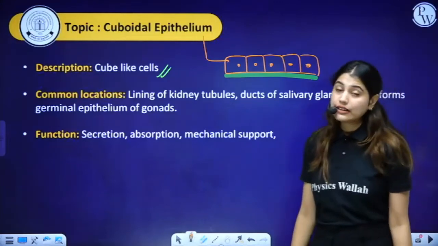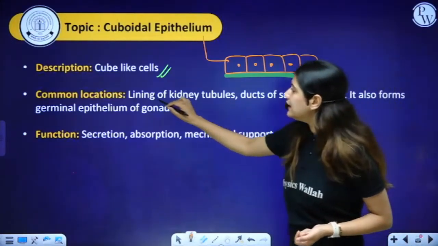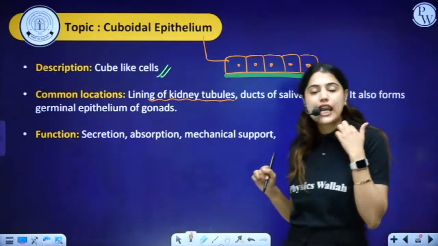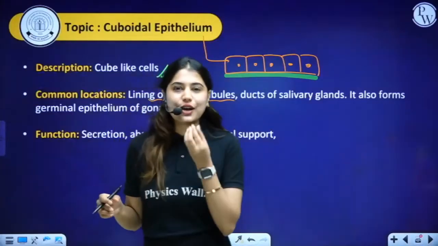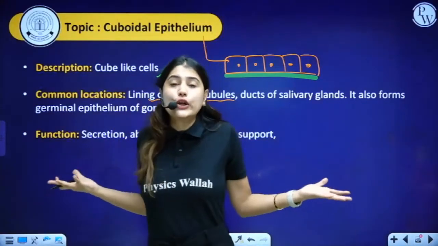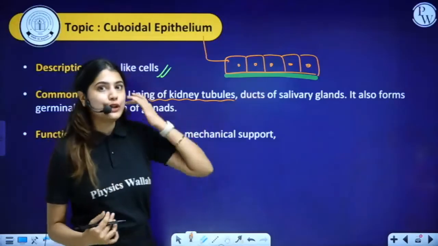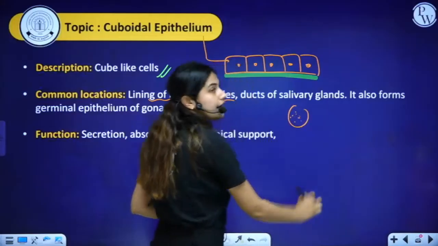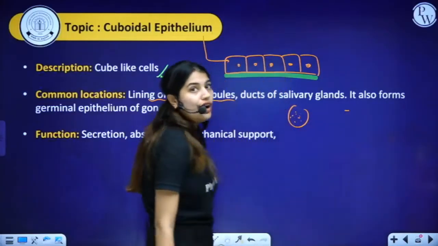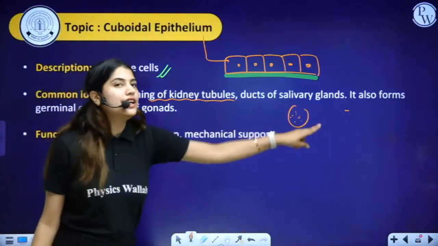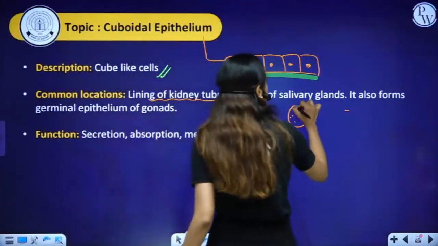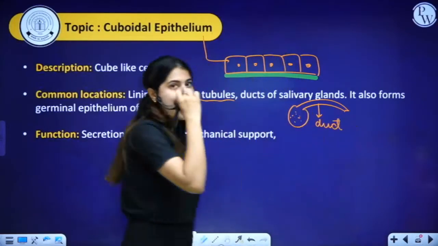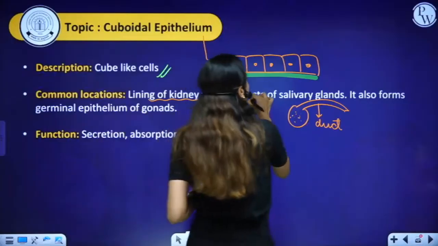Where all will it be present? It will be present in the kidney tubules, that is in the kidney. Then we have salivary glands. What are the salivary glands? You produce saliva in your mouth. Who is producing that saliva? Salivary glands produce that, right? Suppose this is my salivary gland and it has produced the saliva, but it has to reach here. Who is going to take that saliva from here to here? Some tubes will take it. Those tubes are called ducts. So it is present in the ducts of salivary gland.